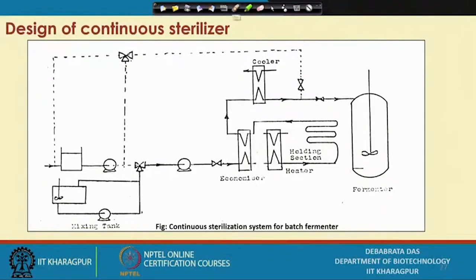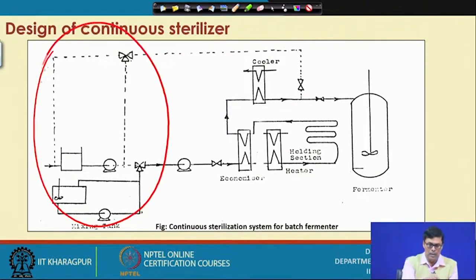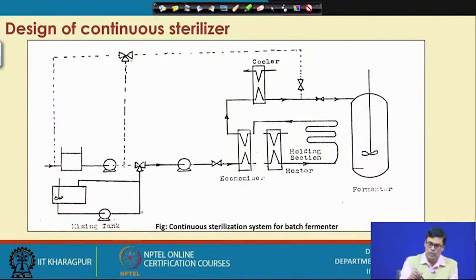And this is the schematic diagram of the continuous sterilization process. This is the mixing tank, where we mix the media, it should be thoroughly mixed, and then we pass it through the sterilization process. First the economizer, then this section, then the holding section, the heater is there, then the heating section, then this is preheating the media, then the cooler, and then ultimately it comes to the fermenter. This is how it is operated in the industry.